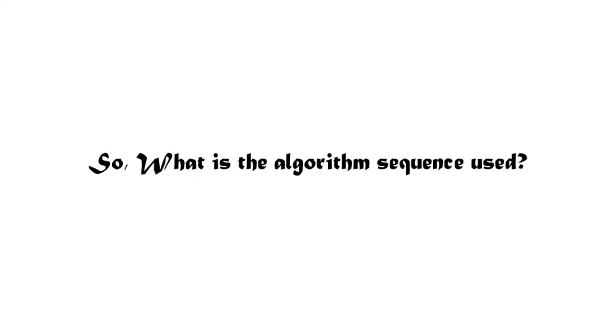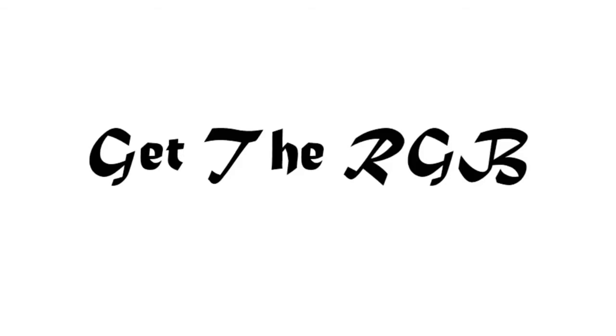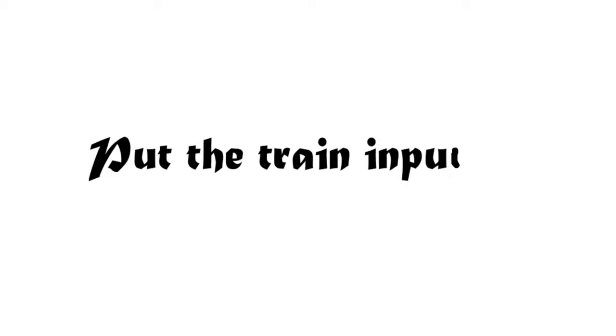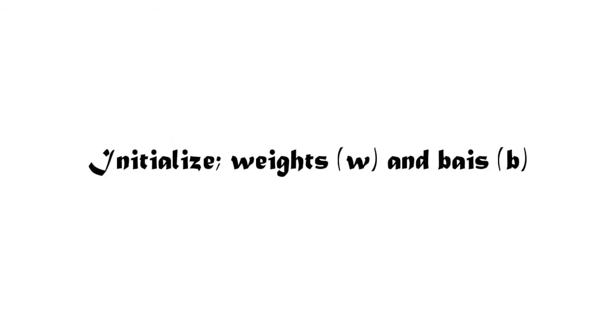And now, moving to how the algorithm works. 1. It gets the RGB of each image. 2. It flattens them to vectors. 3. We put the train input y. 4. We initialize our parameters w and b, where w is a vector of the weight of each pixel and b is a scalar called bias. 5. Apply the sigmoid function to limit our prediction between 0 and 1.